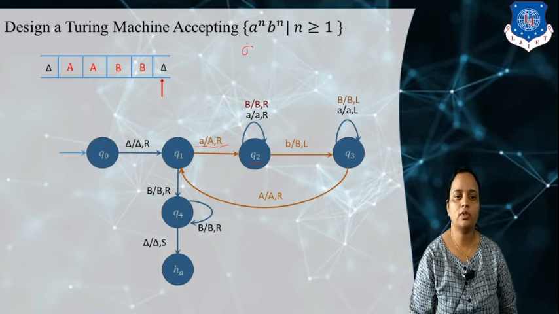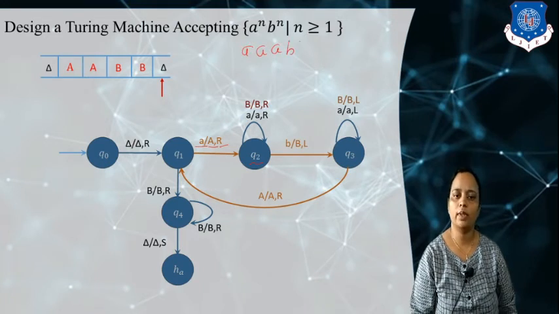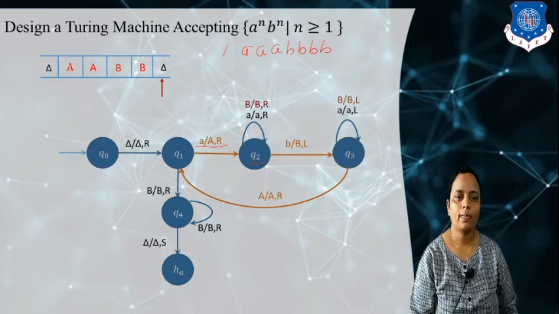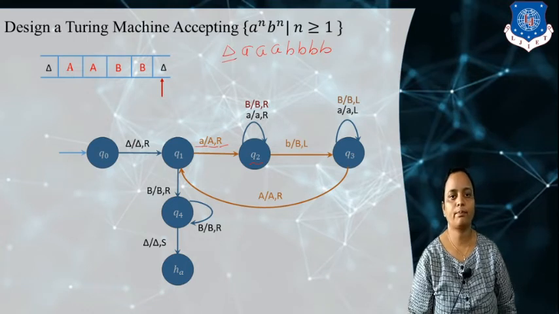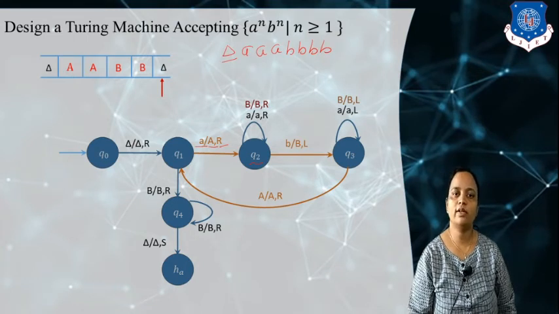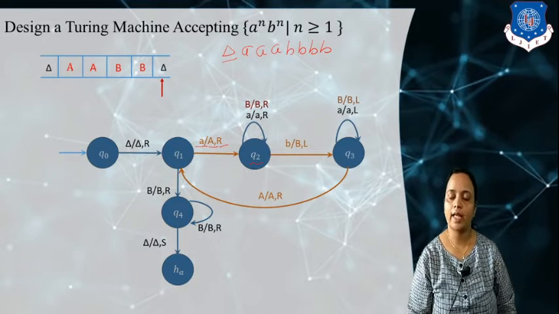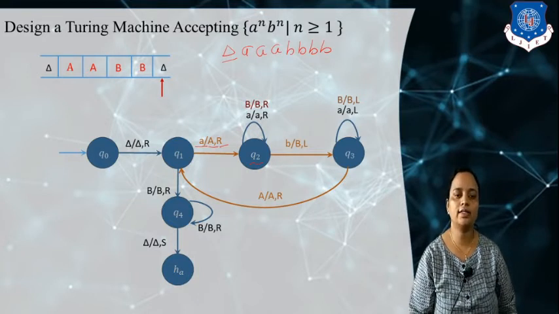So suppose double A, triple A, 4B. So these are the invalid strings I have taken. Now let us trace this invalid string and check whether this string is accepted or not. So by using this logic we check whether this string is accepted or not. Now my head is at delta. Right now we are at Q0 state.